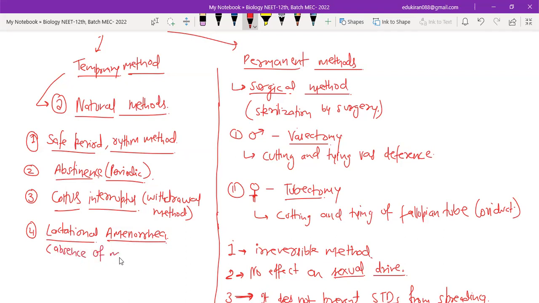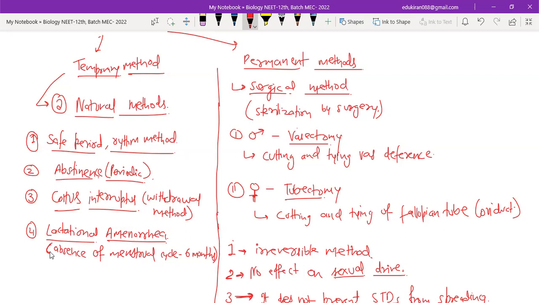Absence of menstrual cycle after parturition. And this is for around 6 months after the birth. So after a baby is born, the female for another 6 months is just healing from whatever the uterus went through and is not undergoing any menstrual cycle. So if there is no menstrual cycle, there will also not be any ovulation.